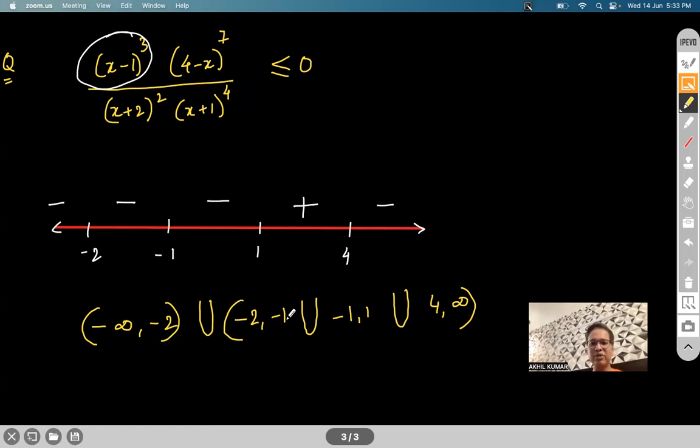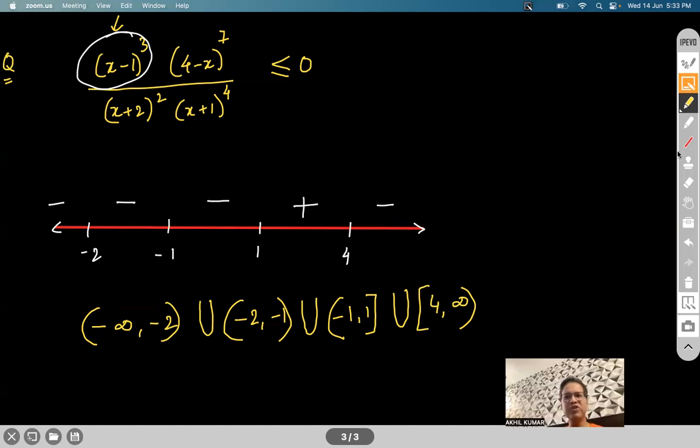Then -1 again also cannot be included. So put a round here. 1 can be included because 1 is coming from this factor. And when I put x as 1, it makes everything 0, and 0 is perfectly acceptable by the inequality. So inequality says it can be 0 also. So 1 will be square bracket. 4 also will be square bracket. Now, one quick check you have to make. Are you covering all the zeros of the factors on the numerator? That means is 1 and 4 included in my answer because 0 is allowed? Yes, 1 and 4 are already included in my answer. So this becomes your interval of x. So x belongs to this interval.